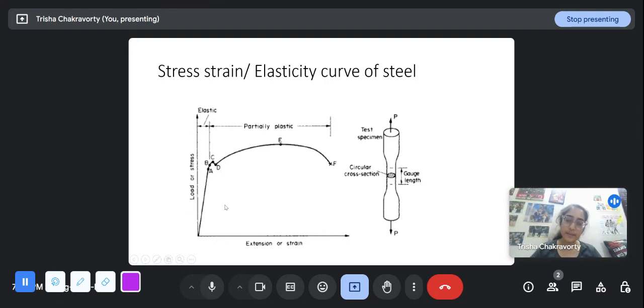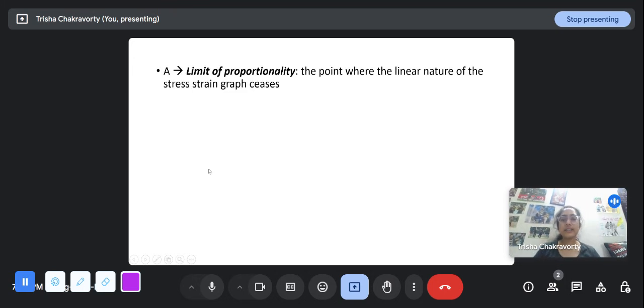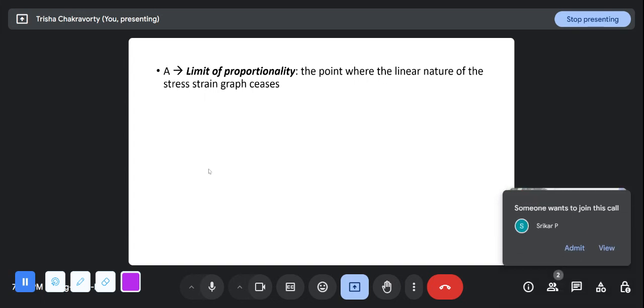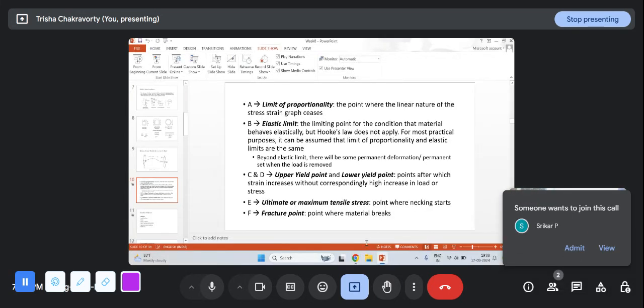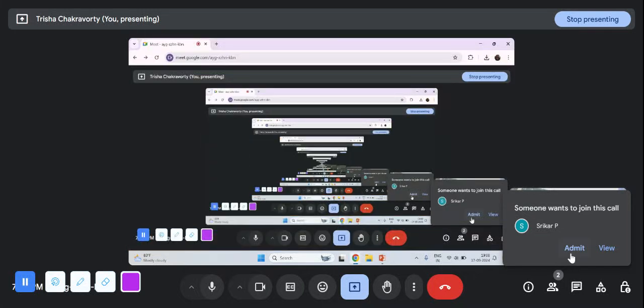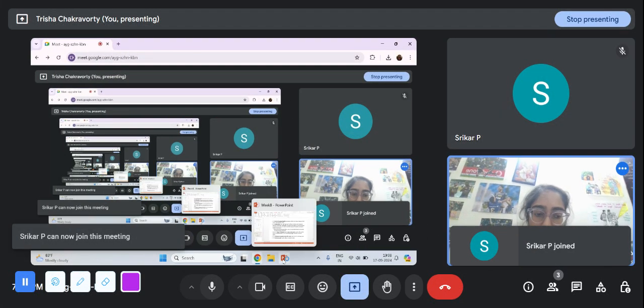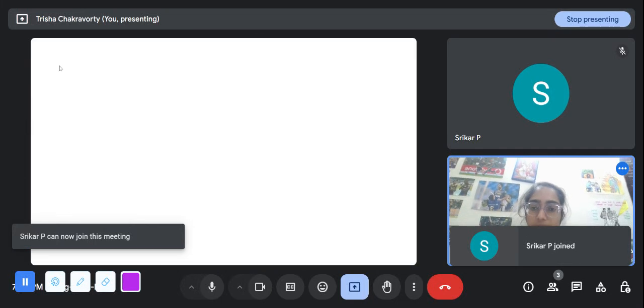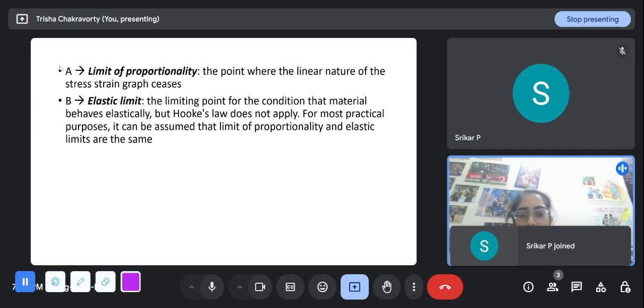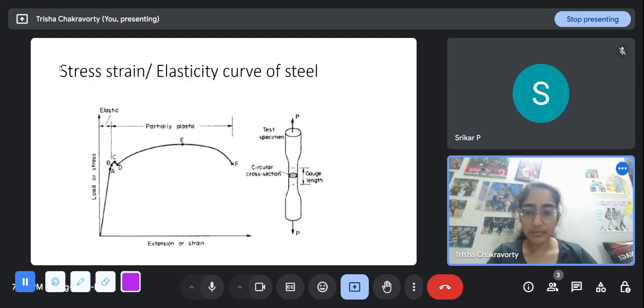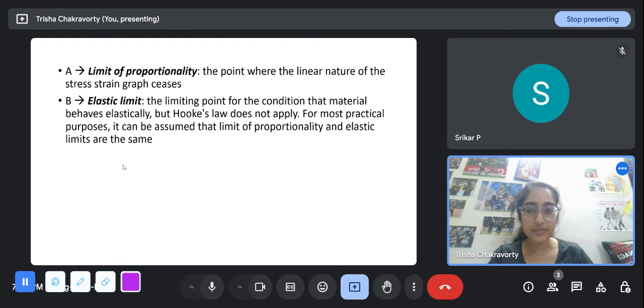It looks like this. The point A is the limit of proportionality. It is the point where the linear nature of the stress graph ceases. B is the elastic limit, up to which the elastic behavior of the structure stays. That is, if we remove the force, the strain becomes zero again. But after B, there is some kind of permanent residual set of the strain.